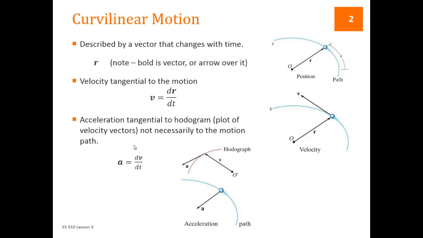The direction of the acceleration, however, is tangential to the velocity curve. If you were to plot the velocity curve as in this pink line, then the acceleration would always be tangential to that. That doesn't mean that it's tangential to the position curve, right? So the position curve, the acceleration could be at any angle relative to the position curve.